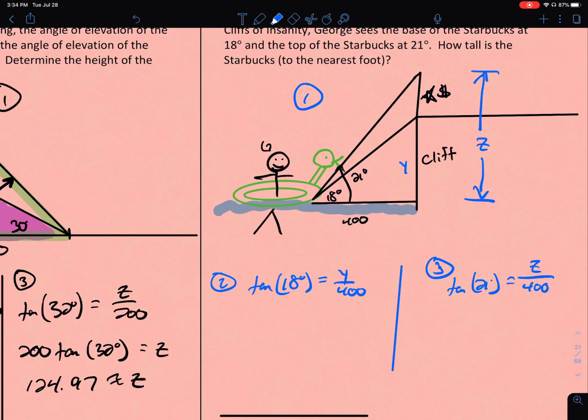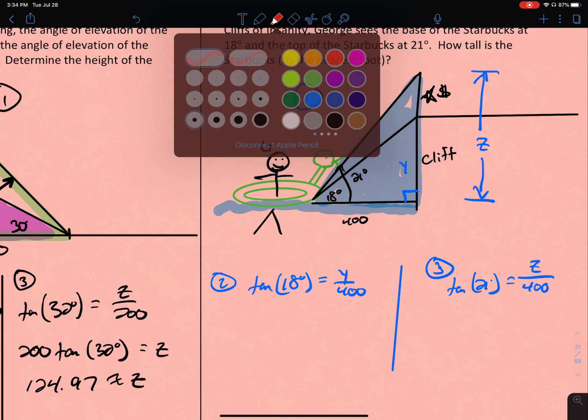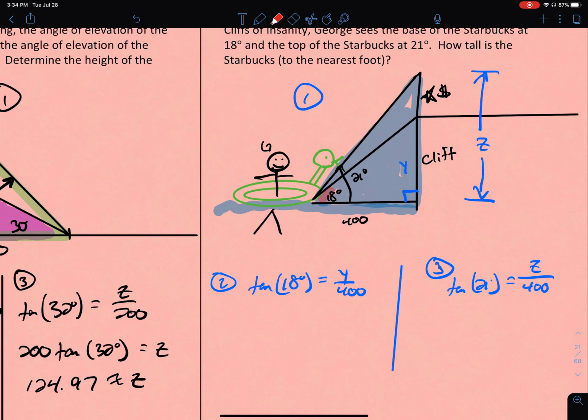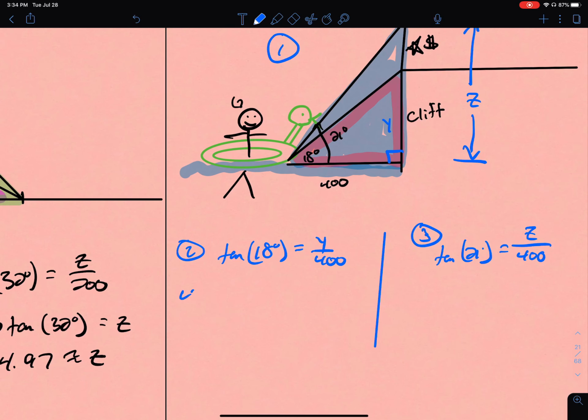Because once again, we have this big triangle that has a right angle in it, the right angle being where the cliff hits the water. We're assuming that, which is fine to assume. And then we have this smaller triangle that goes to the bottom of the Starbucks. Solving each of these, we're going to multiply 400 times both sides of the equation in both of the equations.